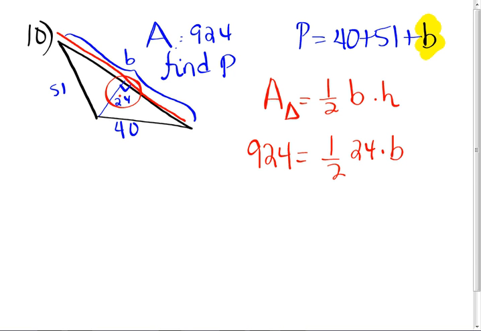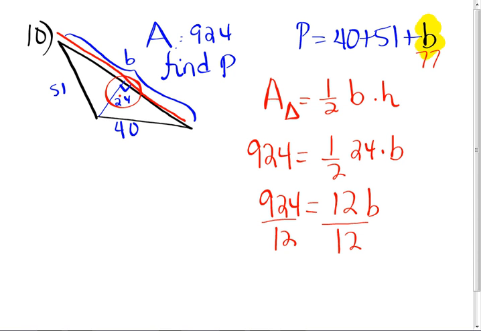I first started with the perimeter and said, I don't know what B is. Do I have more information to find it? Sure I do. I have the area. By the way, the more problems you do like this, the easier it's going to be. So 924, half of 24 is 12, and then we divide by 12. So B ends up being 77, and then you're just going to have to add that up.